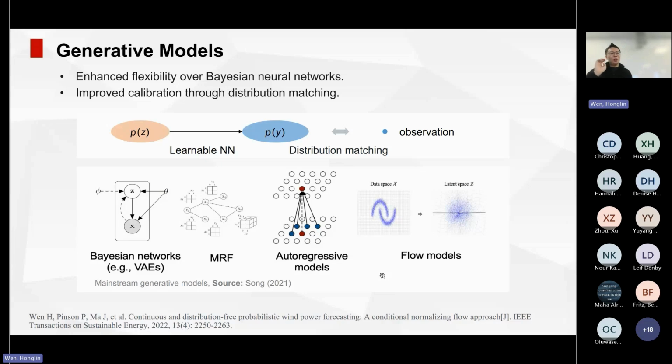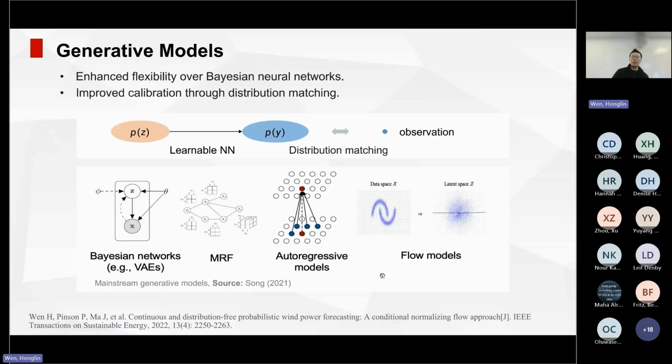But doing the distribution matching is still very tricky. Let's say for the GAN model, it needs adversarial training. For the VAE, what you use is just an upper bound. For the normalizing flow, it still cannot be very scalable.